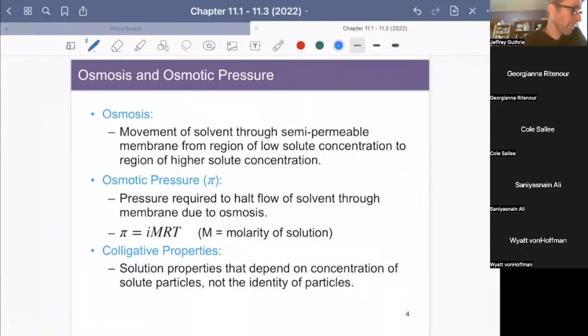the movement of solvent, solvent being water in this case, through the semi-permeable membrane, from a region of low to high solute concentration. And so now let's talk about this thing called osmotic pressure. This is showing you the definition and the equation here.